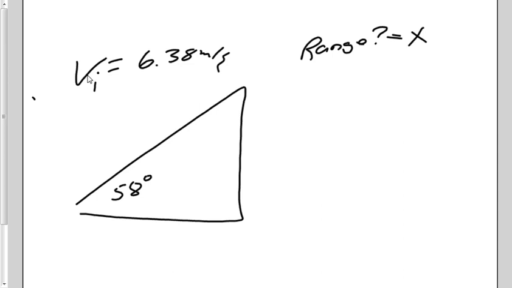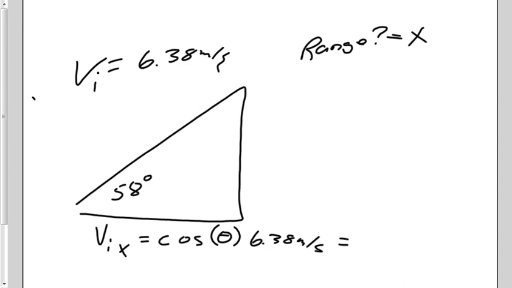The first thing we need to do is break it down into its x and y components. For the x component, the initial velocity in the x direction is equal to cosine theta, which in this case is 58 degrees, times the initial velocity, which is 6.38 meters per second. That'll give us the x component initial velocity. The initial velocity in the y component will be equal to sine theta, again 58 degrees, times 6.38 meters per second, and that will give us the initial velocity in the y component.